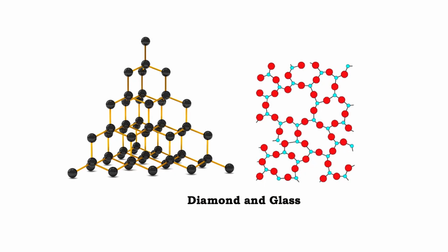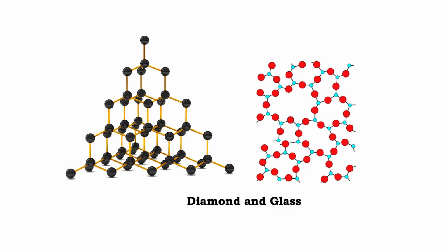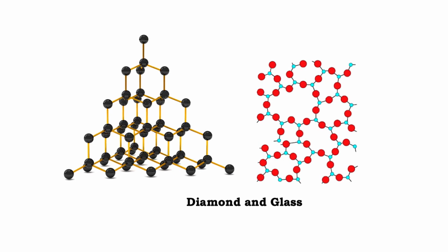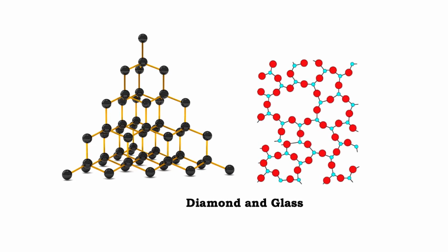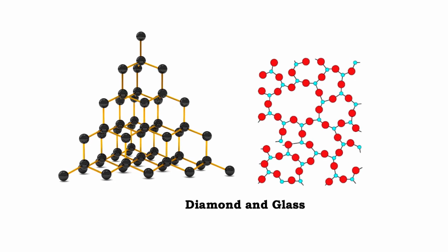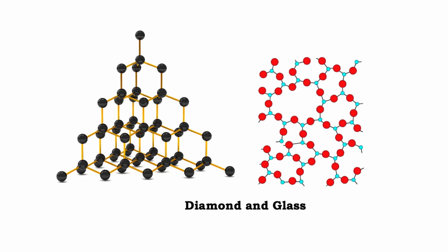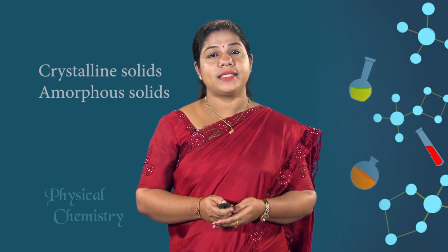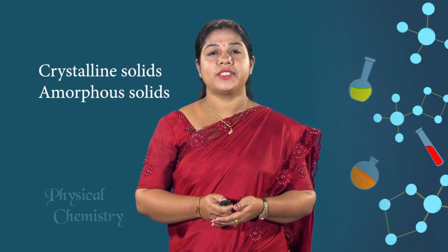So, let us now go further and classify the solids. If you look at diamond and glass, we can see that both are solids. But if you look at them at the microscopic level, we can see that there is a difference in the arrangement of constituent particles. In diamond, the particles are arranged in an orderly fashion, whereas in glass, it is completely disorganized. So, based on the order of arrangement of constituent particles, we can classify solids as crystalline solids and amorphous solids.